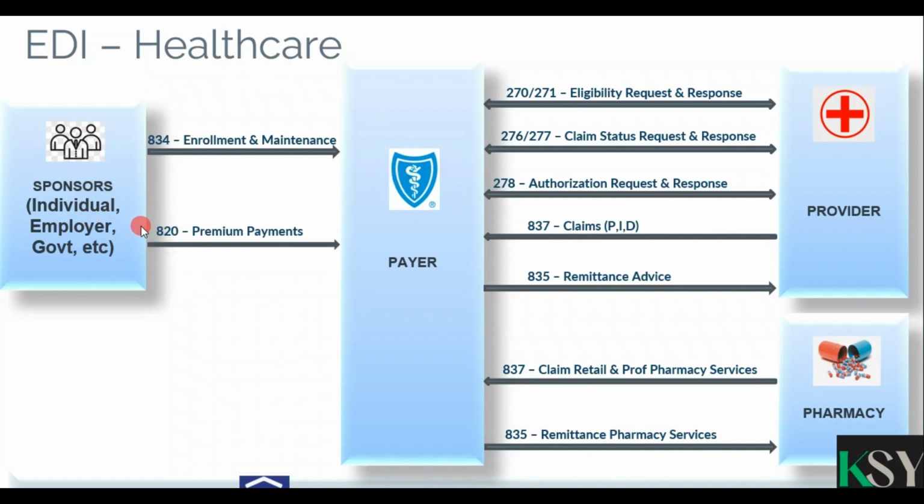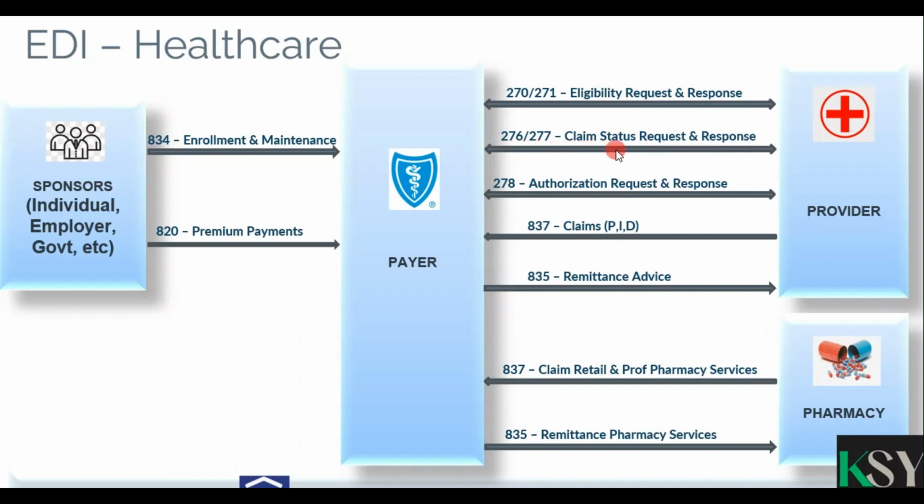And then we have the 820, the premium payments, which tracks the premiums that are paid on a monthly or bi-weekly basis by the sponsors to the insurance companies. And then we have the 270/271, which is used for the eligibility request and response. This is where the providers reach out to the payers to know whether the member or the patient's eligibility is active or the benefits are active, and they get the response accordingly.